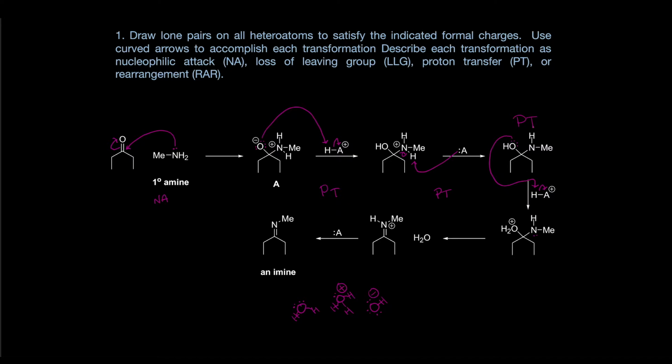Next, water does in fact leave, and this is facilitated by the nitrogen's lone pair pushing here, forming a carbon-nitrogen double bond. So we can label this step loss of leaving group. This leaves us to our last step. As we talked about earlier, anytime a nitrogen has four bonds, it will have a positive charge and no lone pairs. Our intermediate here will get deprotonated by a base, forming our imine product.